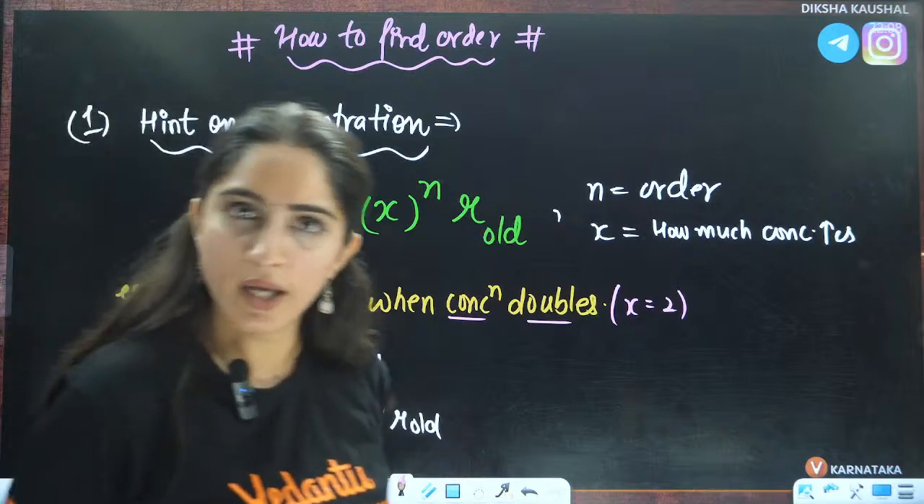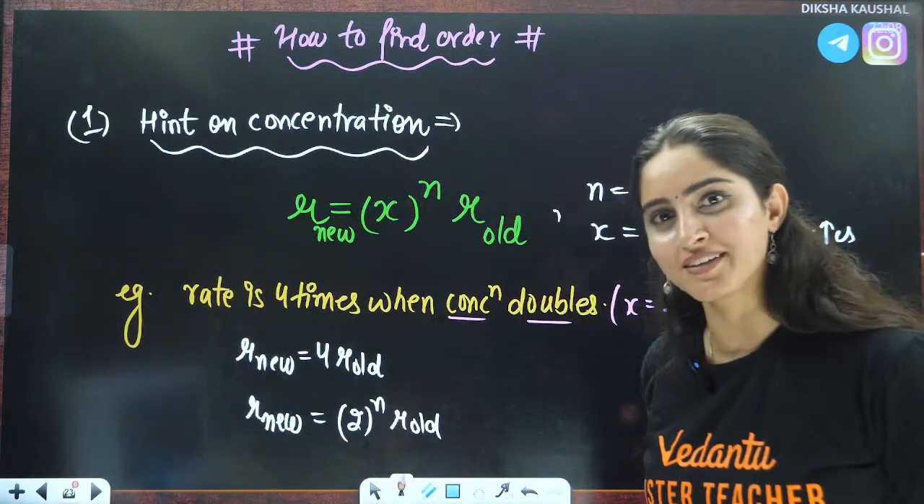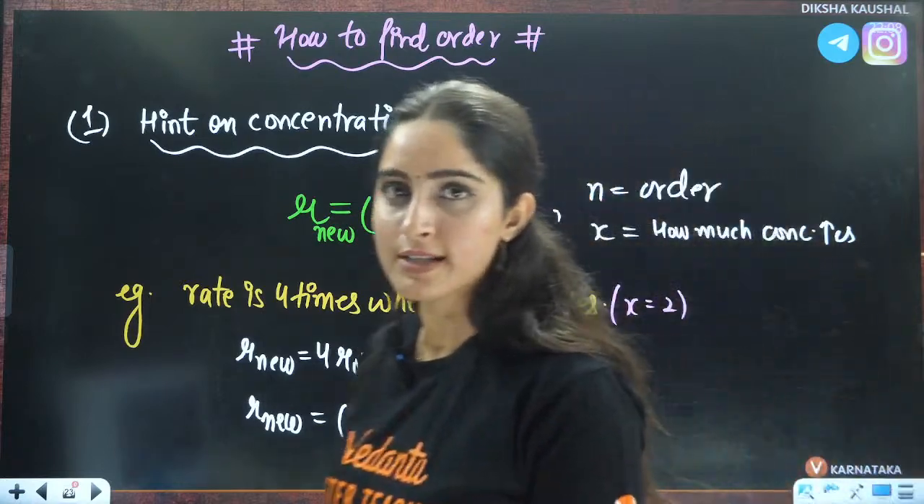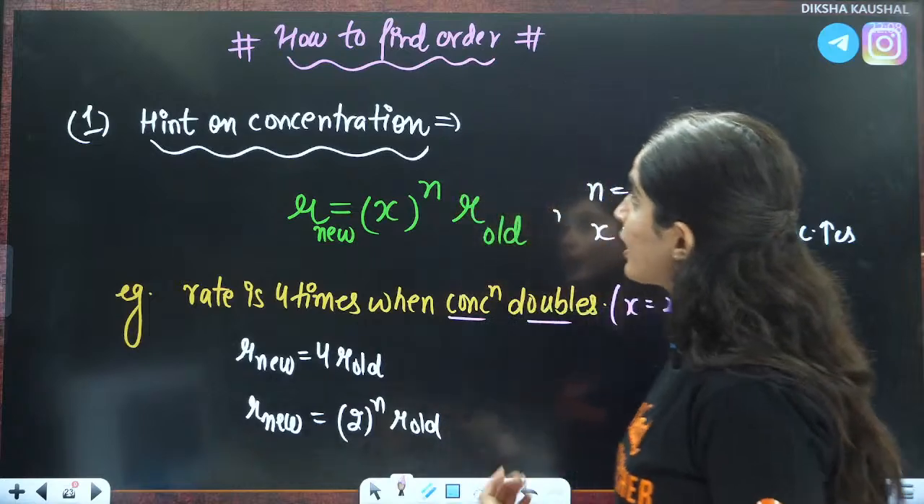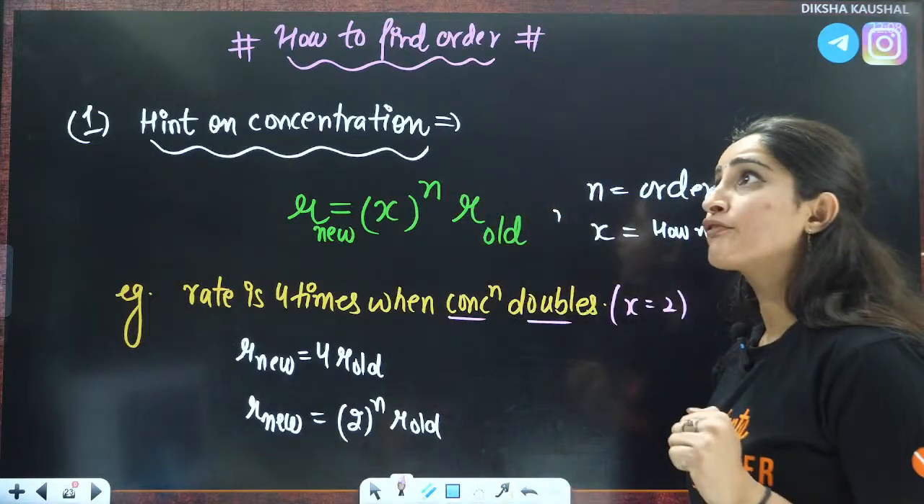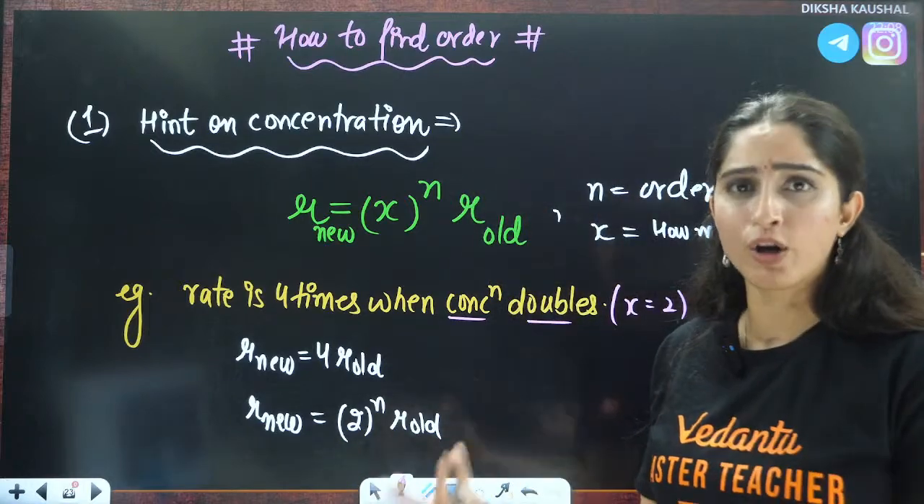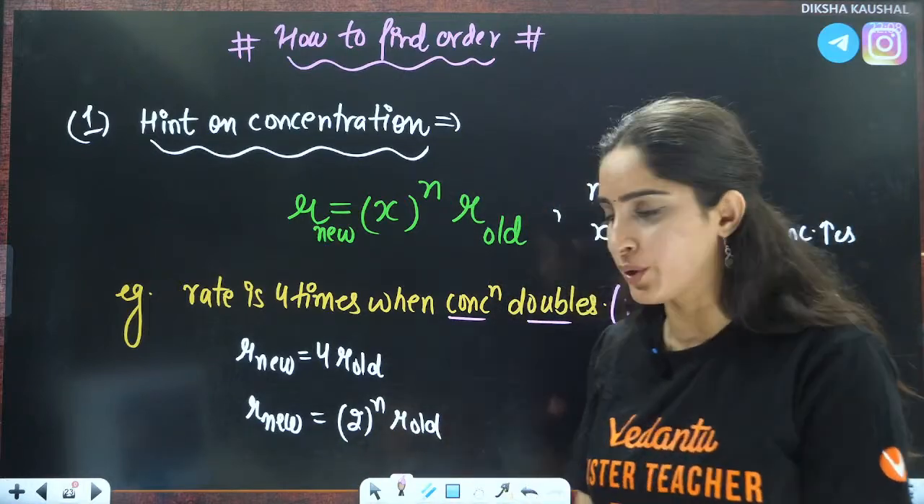Today I'll complete this only, the last topic we are doing. We have completed first order and second order reactions, and we have completed our Arrhenius equation. So now we are doing how to find the order of the reaction, or the different things they can give you.